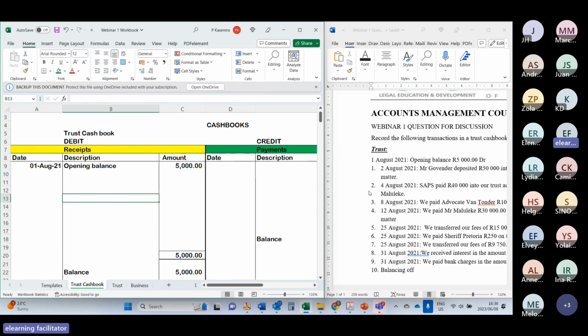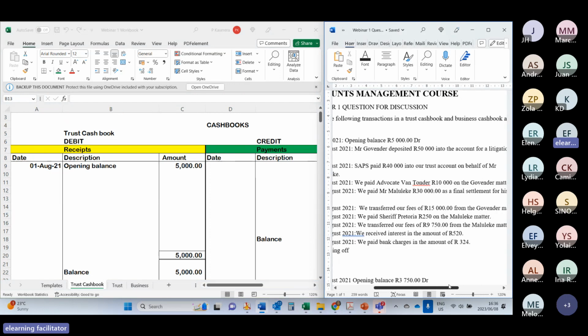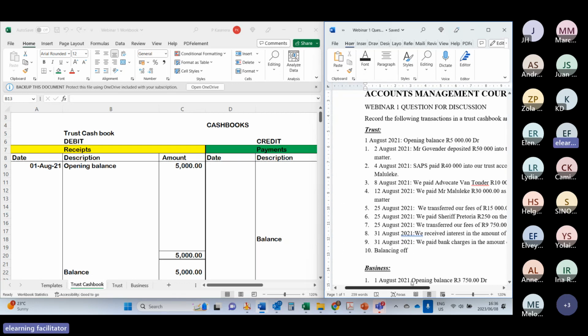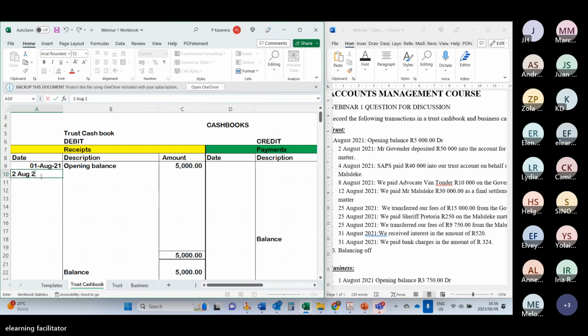Okay, and then our second transaction, we are told on 2 August 2021, Mr. Govender deposited 50,000 into the account for a litigation matter. So we've got Mr. Govender depositing money. So it's on 2 August. So we said money that we receive is posted on the receipt side. Okay, then our client is Govender.